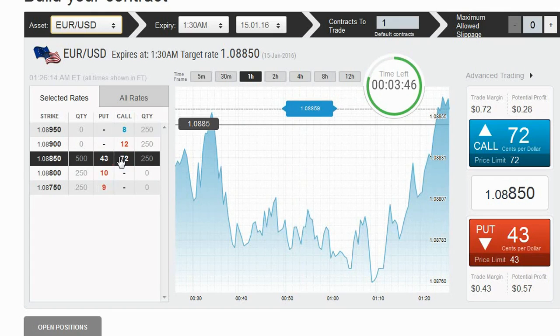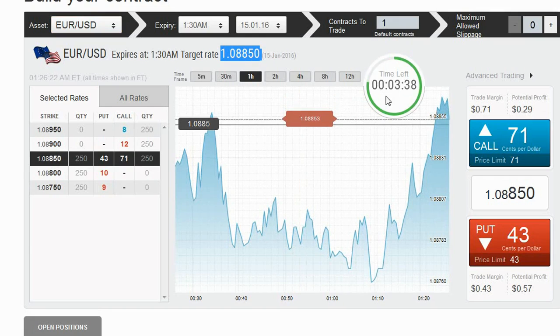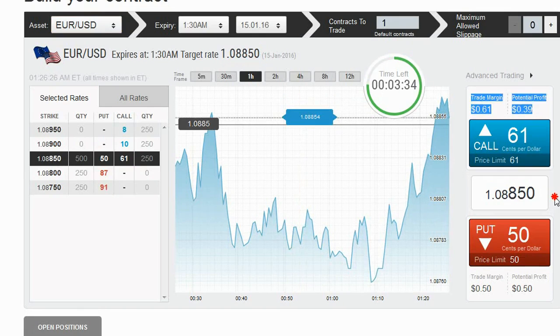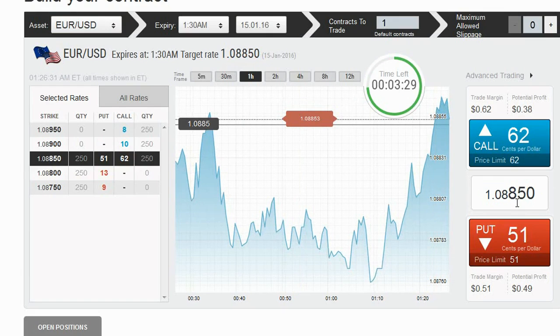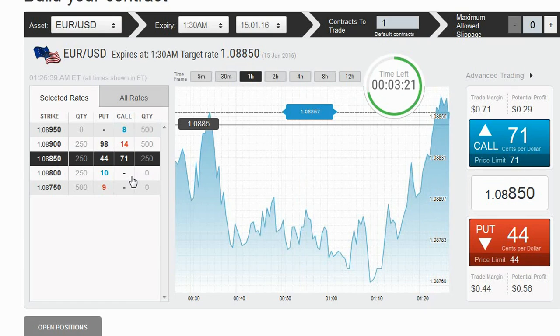The strike is also available here. When you click, the strike's also available here. Earlier I talked about some redundant areas. The strike is also available here. These are all good focal points for you to be looking at to make sure that you're on the right strike, that you are actually trading at the price that you want to trade at.